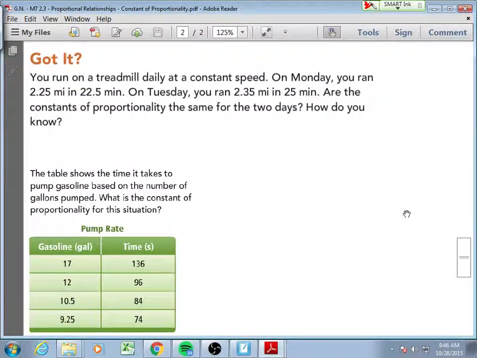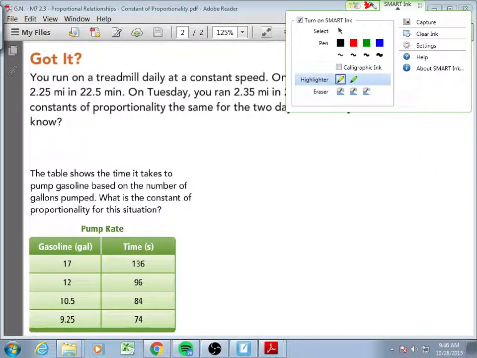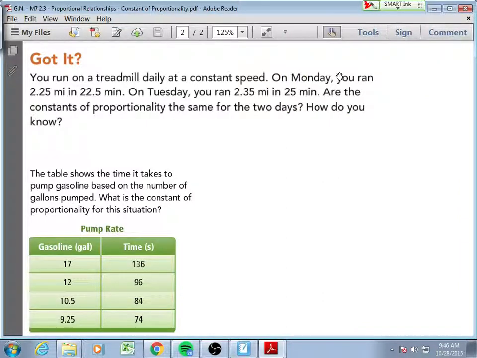Now, something I really don't like doing, running on a treadmill. I love doing that. So on Monday, you ran 2.25 miles in 22.5 minutes. On Tuesday, you ran 2.35 miles in 25 minutes. Are your constants of proportionality the same?